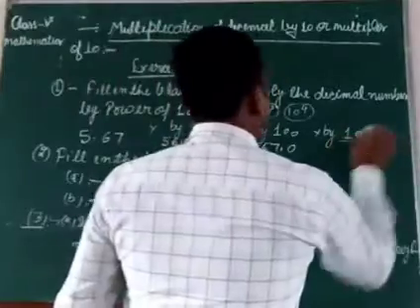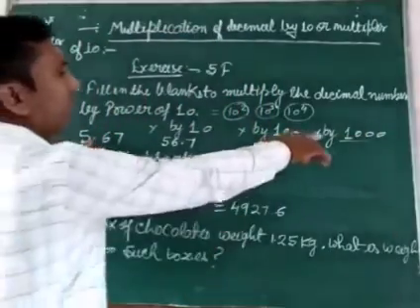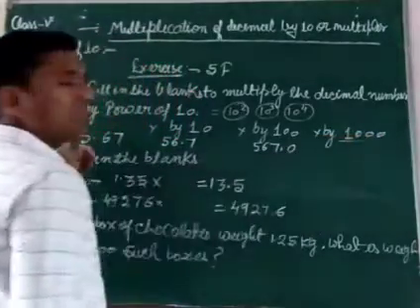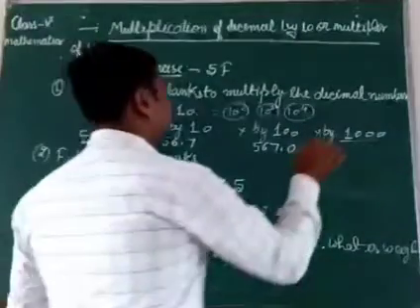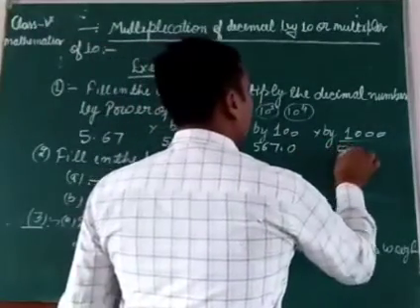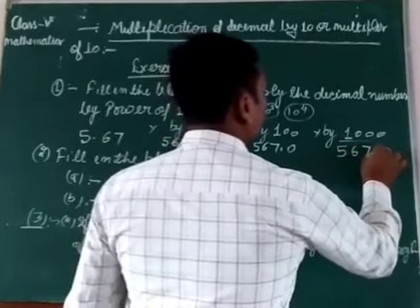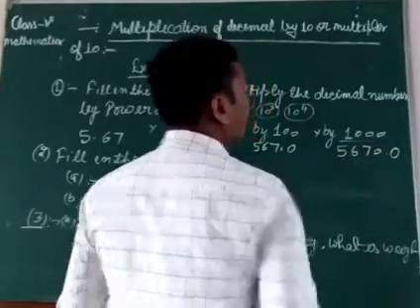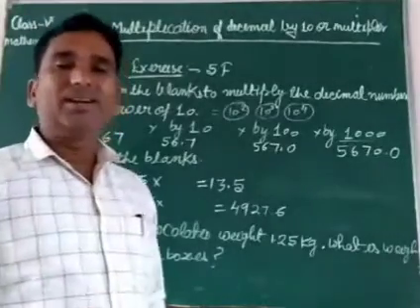By 1000. Here the decimal. In 1000 there are 3 zeros. So the decimal point will move 3 places right. For this: 5, 1 place, 2 place, 3 place. Now after the decimal, you can keep 0. This is the answer. Like this you can solve all parts of question number one.